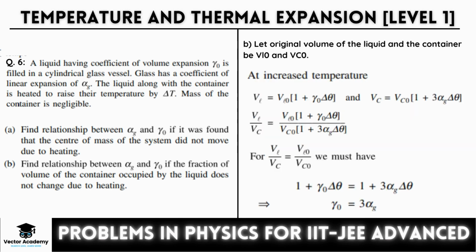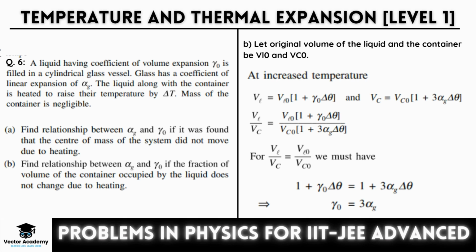Let the original volume of the liquid and the container be VL0 and VC0. At increased temperature, we can find VL and VC. VL equals VL0 multiplied by 1 plus coefficient of volume expansion gamma into delta theta. Vc equals Vc0 multiplied by 1 plus 3 into coefficient of linear expansion alpha into delta theta. We can then easily calculate the fraction VL divided by Vc.